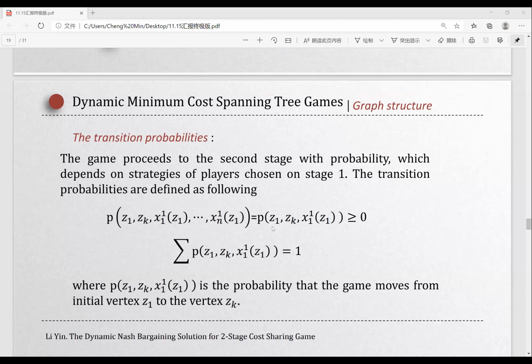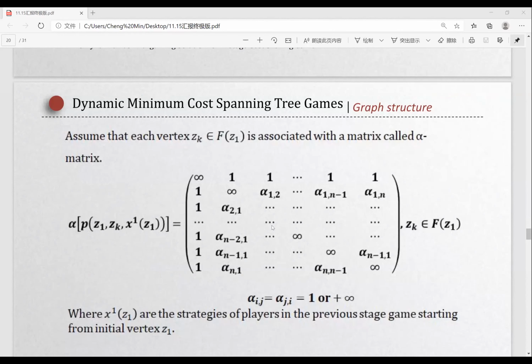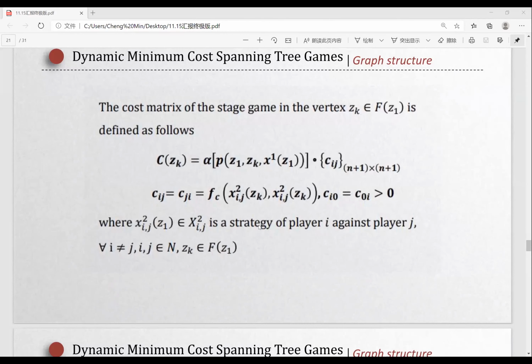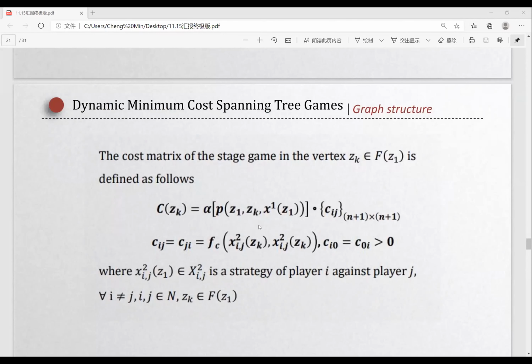And assume that each vertex Zk is associated with a matrix called the alpha matrix. The alpha matrix of the stage game in vertex Zk is defined as follows. Then the Hadamard product method gives the matrix of the stage game in vertex Zk. The cost matrix depends on two parts. The first part is the alpha matrix. The second part is the cost matrix, like the first stage.